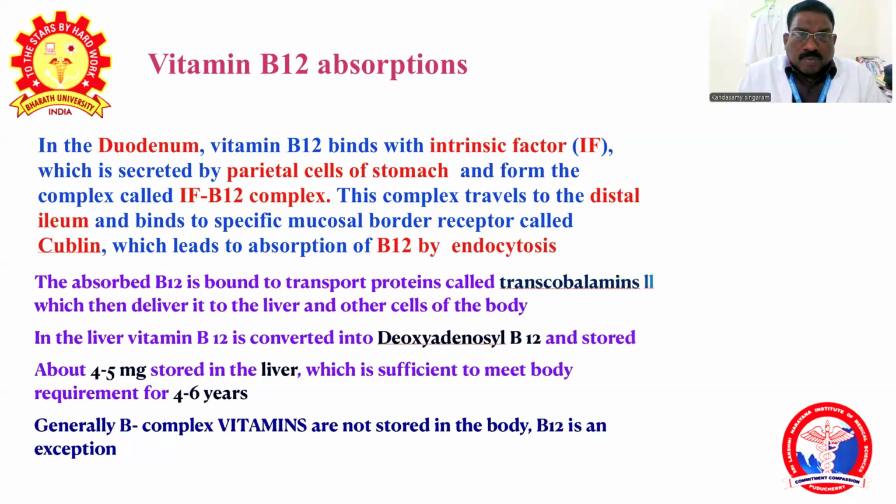The absorbed B12 is bound to transport proteins called transcobalamin, which then deliver it to the liver and then other parts of the body. In the liver, B12 is converted into deoxyadenosyl B12 and about 4 to 5 milligrams is stored in the liver, which is sufficient to meet body requirement for 4 to 6 years. Generally, B complex vitamins are not stored in the body. B12 is the only vitamin that is exceptional.